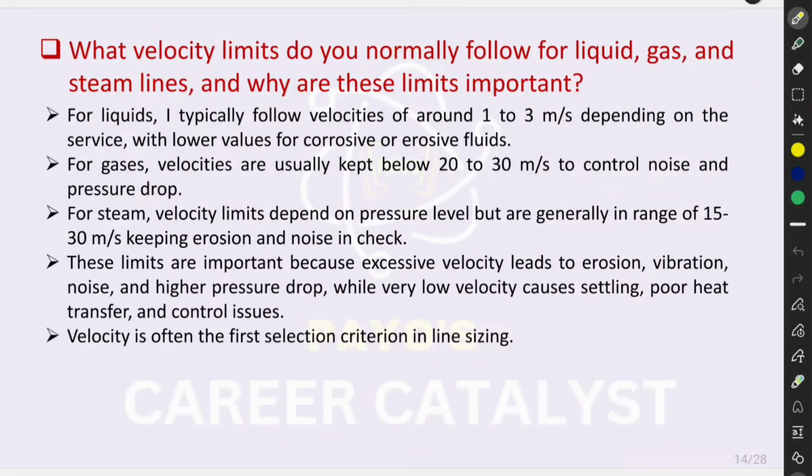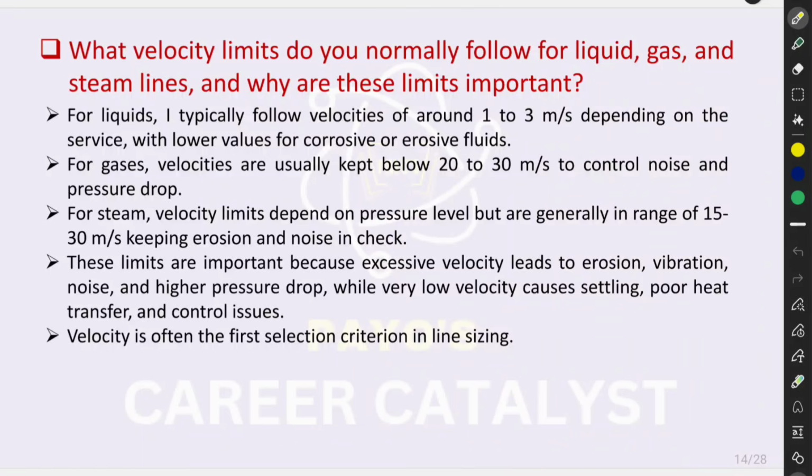operation. What velocity limits do you normally follow for liquid, gas, and steam lines? And why are these limits important? For liquids, I typically follow velocities of around 1 to 3 meters per second depending on the service, with lower values for corrosive and erosive fluids.